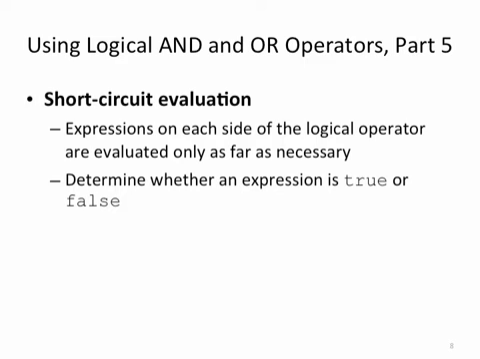Similarly, with the OR operator, the OR operator says either one or both can be true for the entire expression to be true. So if it evaluates the first expression, the one on the left of the OR operator, and finds that it's true, it does not need to visit the right-hand side because it knows that the entire expression will be true. So it will short circuit to true.